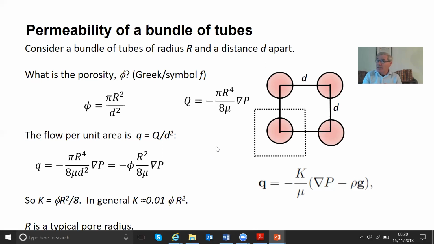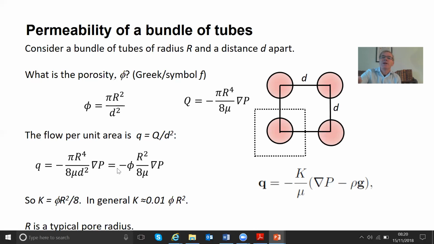But in Darcy's law, and I've got Darcy's law also written down here for reference, we look at the flow, the volume of fluid per unit area. Remember, that's just per unit area of the whole rock, not just of the voids, the whole rock. So the flow rate per unit area is that capital Q divided by d squared. If I take just a single tube, it has an effective area of rock d squared. So Q over d squared is just the expression we've just presented here, divided by d squared.